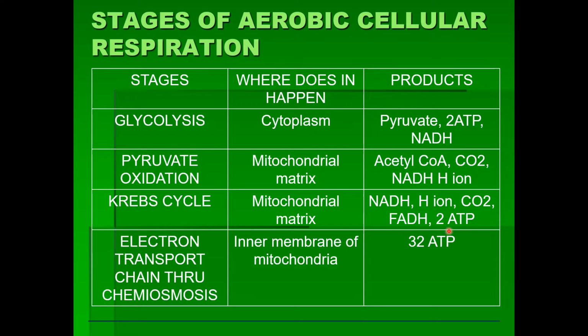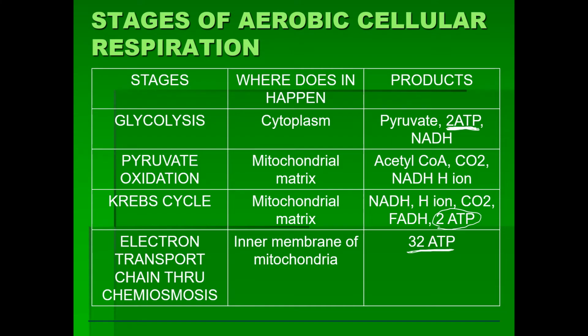And last, the final stage of cellular respiration, which will give us most of the energy in the form of ATP, is called the electron transport chain through chemoosmosis. It happens in the inner membrane of the mitochondrion, and the products are 32 molecules of ATP. In the preceding discussions, we already mentioned ATP. Glycolysis will form 2 ATP. Pyruvate oxidation will not directly produce ATP. The Krebs cycle will produce 2 ATP molecules. And then the electron transport chain will produce 32 ATP molecules.